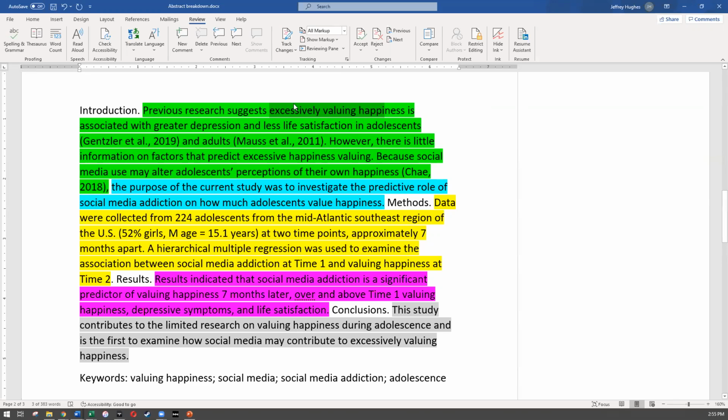But that is related to depression and less life satisfaction. So it's not good to be always worried about your happiness. And it predicts depression and it predicts other bad things. But there's nothing that predicts what causes people to excessively value happiness. There's not a lot of work on it. Actually, I think there's like no work on it at all. I think I was the first one to look at it.